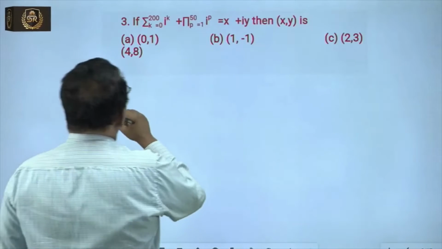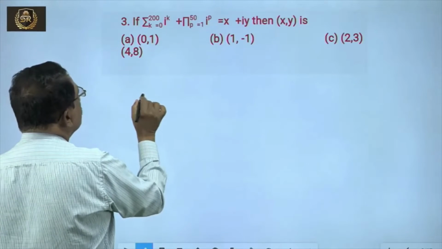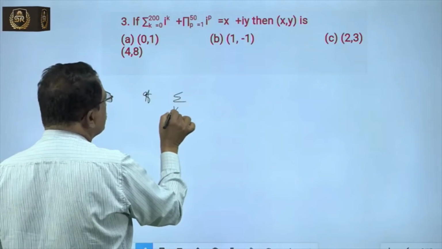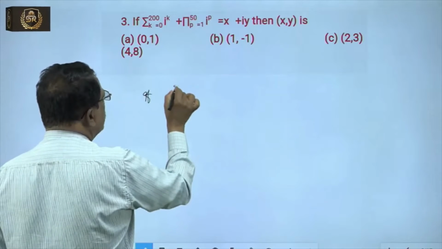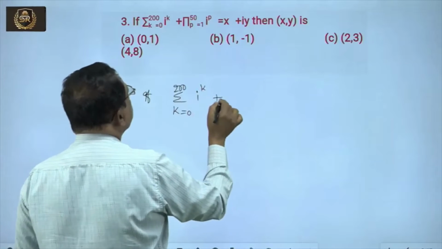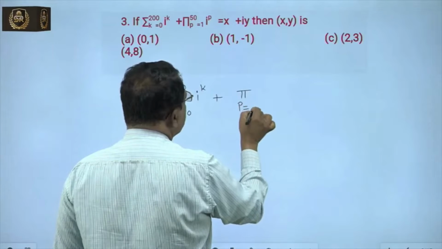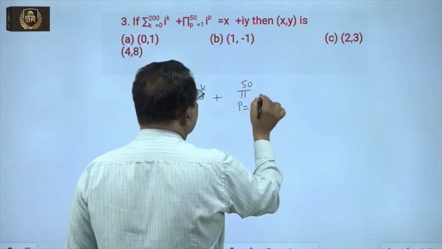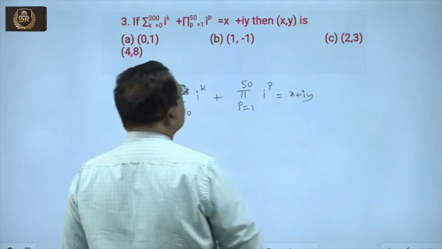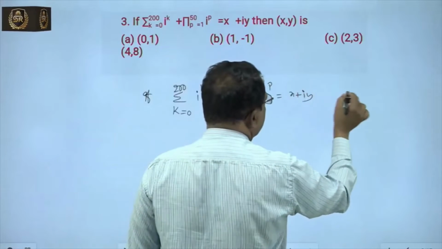Next, third problem. If sigma k equals 0 to 200 of i to the power of k plus pi of p equals 1 to 50 of i to the power of p equals x plus iy. Now we require the values of x and y.